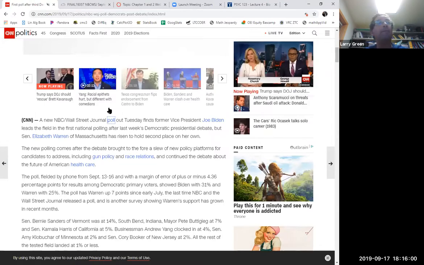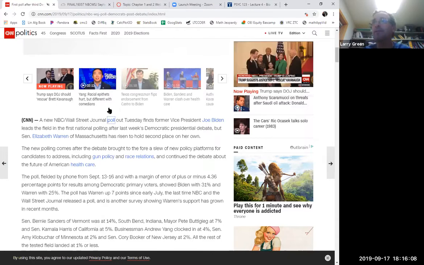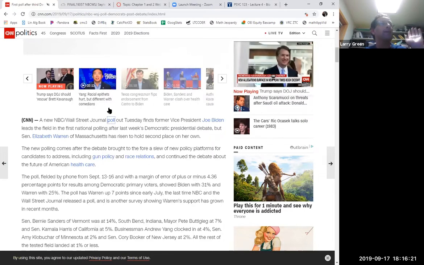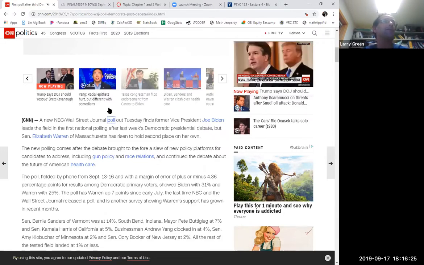And they surveyed people. Is that a good way of getting a good estimate of the population of voters who want to vote for Biden, or want to vote for Warren, or want to vote for Sanders, or the rest of them? Do you think a telephone survey, calling people, and they probably did random dialing, which is easy, you just pick a number and call, is that a good way of doing it? And are there any issues?